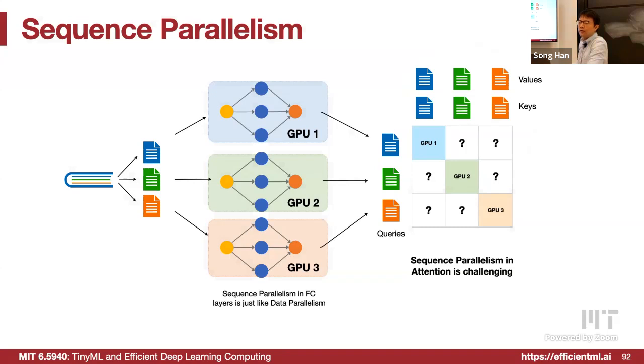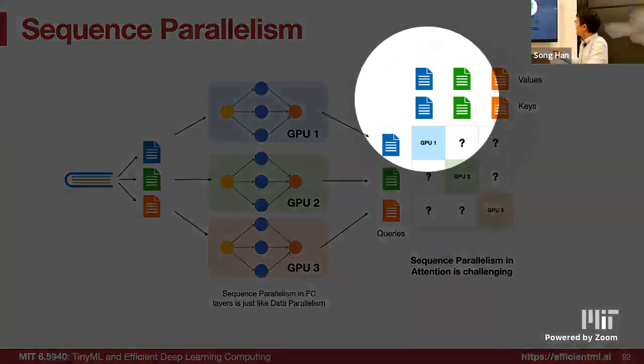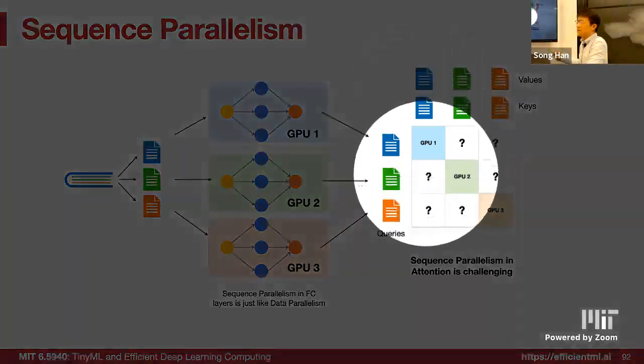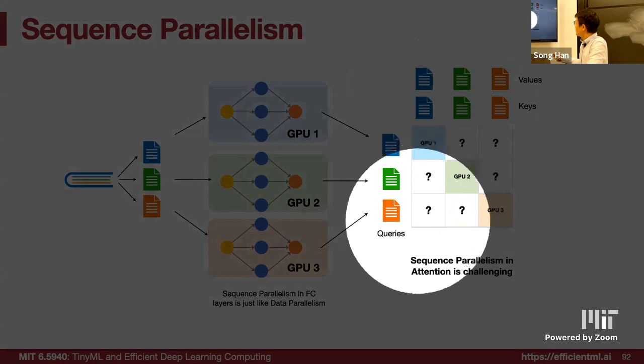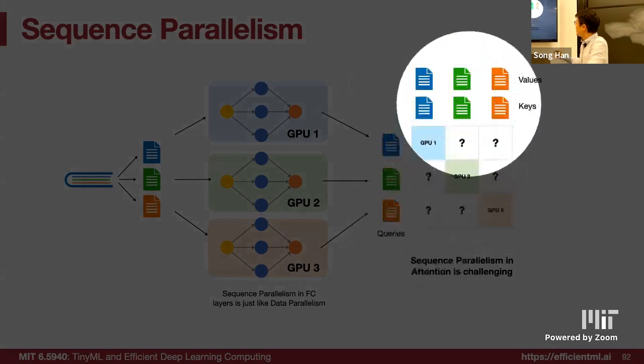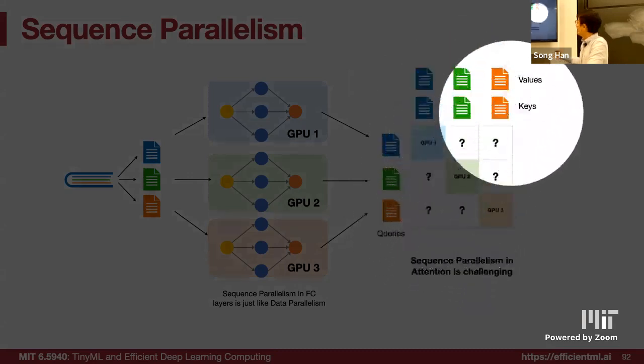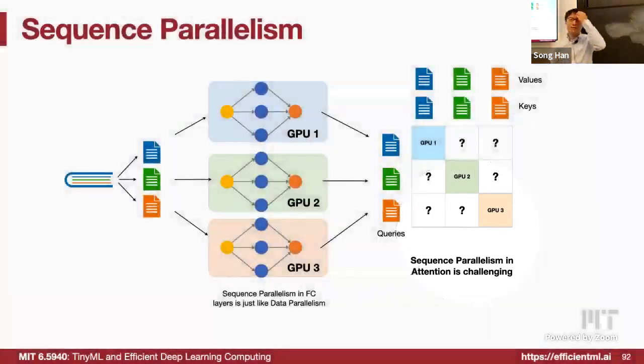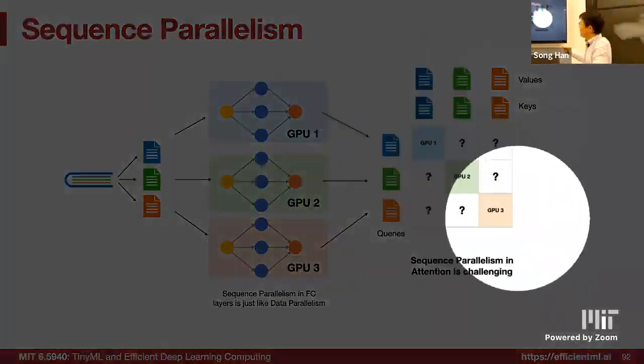However, for the attention mechanism, we need to attend the first part of the document with the second part, first part with the third part, second part with the second part, second part with the third part, the third part with the third part, right? So that's an n by n matrix, which requires a lot of communication. You cannot just do the attention locally.